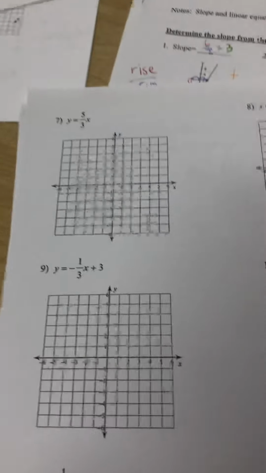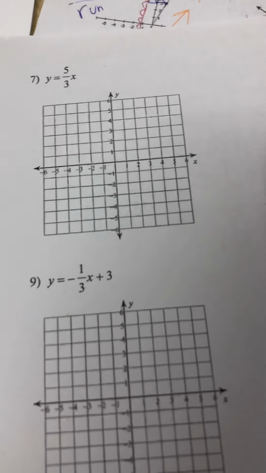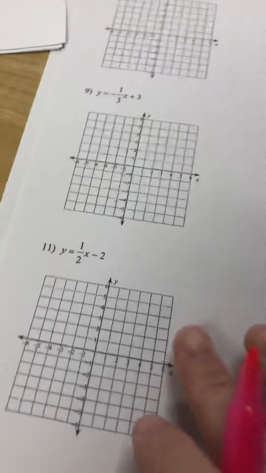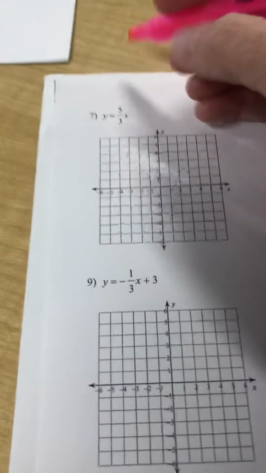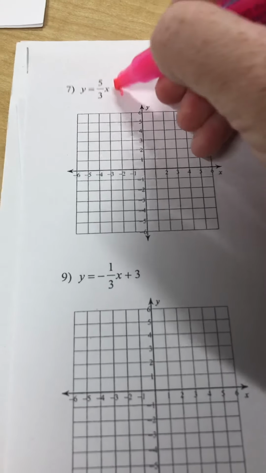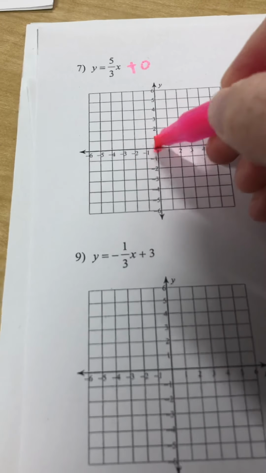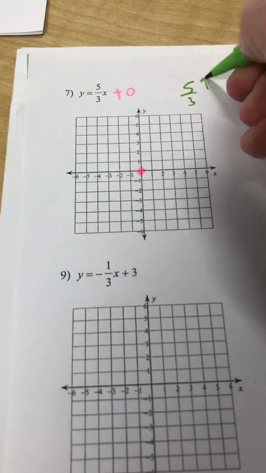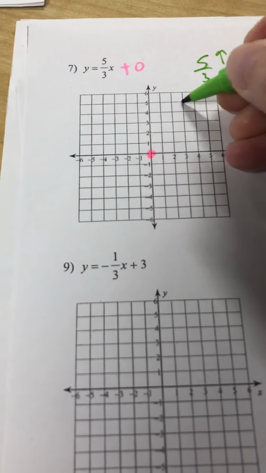Okay, last page here. What if it doesn't have a y-intercept? It's okay. It's technically plus 0. And my slope is 5/3, so I'm going to go up 5 and to the right 3.